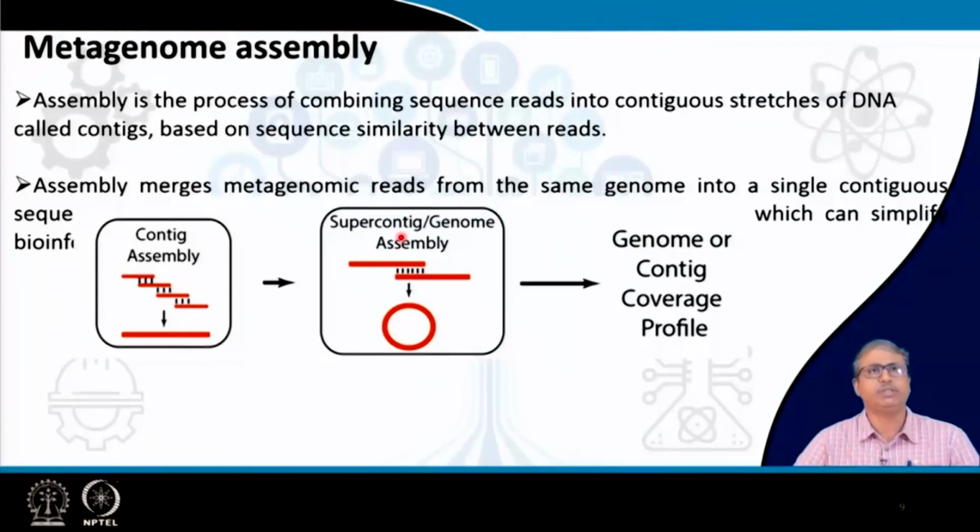So, there is a graphic here showing that we first go for the contig assembly, and then super contigs or genome assemblies are prepared. If you have very good data and you are using an appropriate bioinformatic pipeline, then the shorter pieces are joined into medium large pieces, the medium large pieces are joined to larger pieces, and the larger pieces are joined to give an almost entirely complete genome.